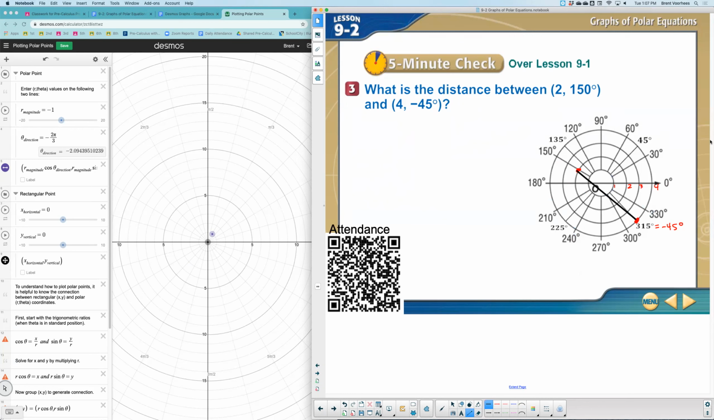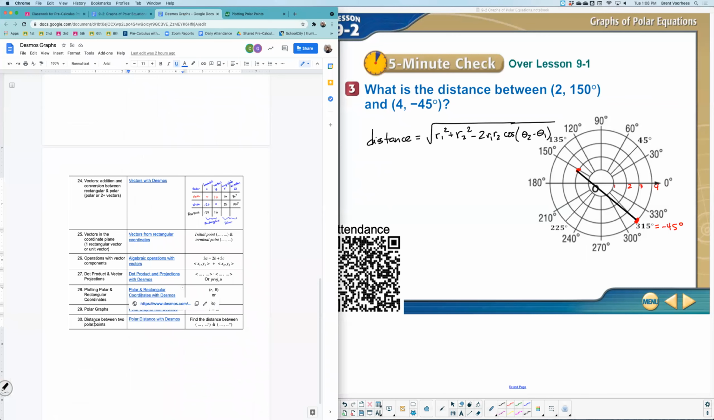I did give you a formula last class. If you want to do the algebra, the distance formula is derived from the law of cosines. It's the square root of r1 squared plus r2 squared minus 2 times r1 times r2 times the cosine of theta 2 minus theta 1. If you want to do it by hand, that's the formula you're using. I did create a calculator for it, calculator number 30, polar distance.